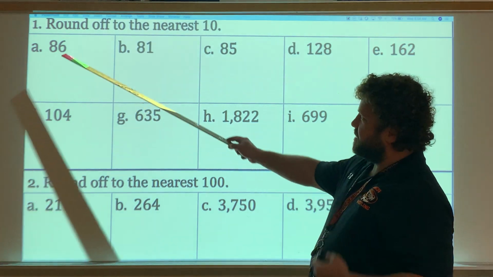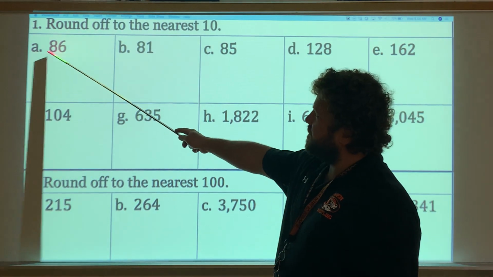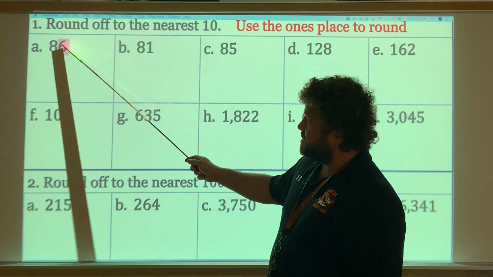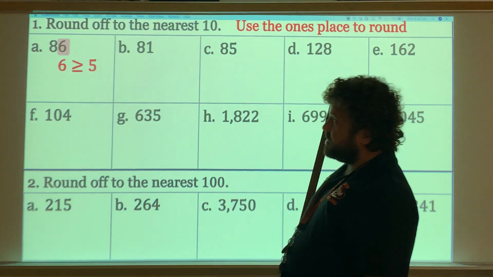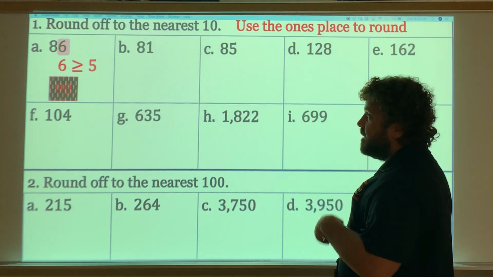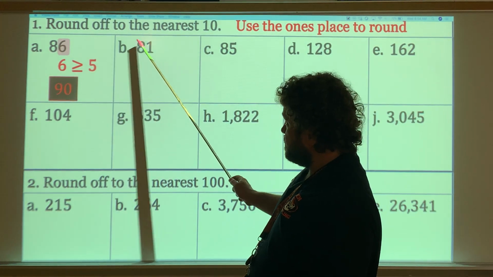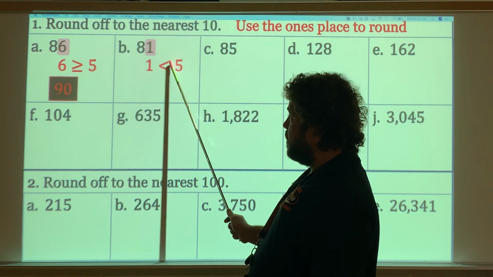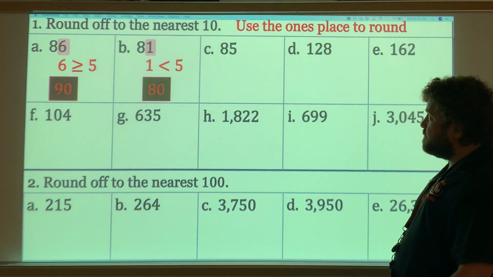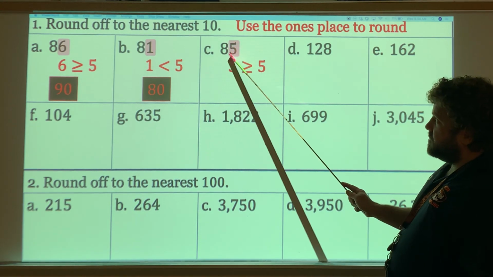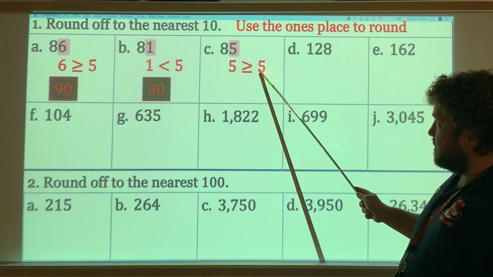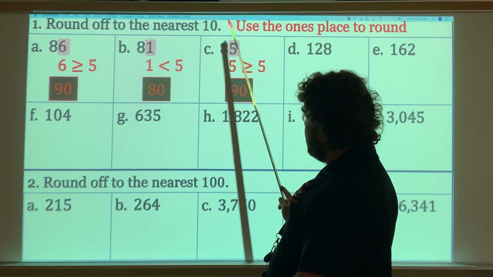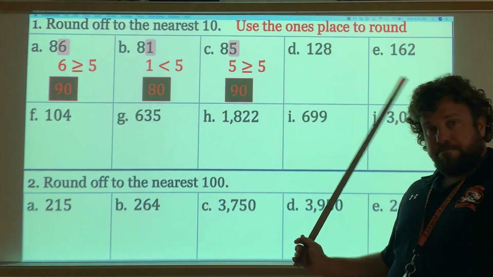Pause me, unpause me. Round off to the nearest 10th place. So we're only rounding to the 10th place, so we're going to use the ones place to round. So I'm just going to highlight the ones. There's the 1 place. 6 happens to be greater than or equal to 5. It's greater than 5. So your answer is 90. We're using the 1. 81. So the answer is going to be 80 or 90. 1 is less than 5. Your answer is 80. We're going to use the 5. So this answer is going to be 80 or 90. 5 is greater than or equal to 5. Round up. So our answer is 90. Even though these numbers are different, when you round them to the 10th place, you get the same answer.